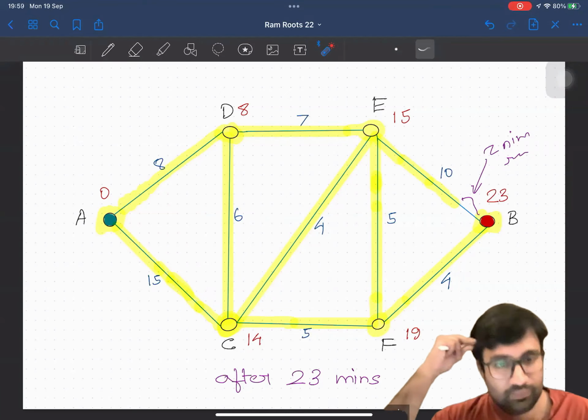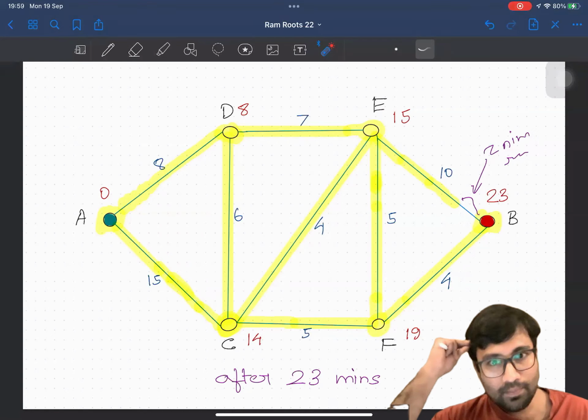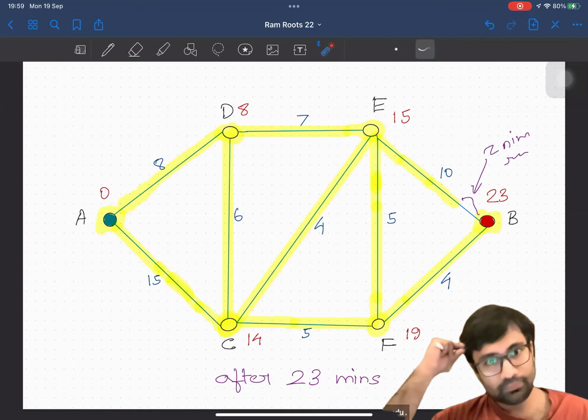So when we go from A to D, D to E, and E to B, it takes totally 25 minutes. Correct. And if we go from A to C, C to F, and F to B, it will take less time.